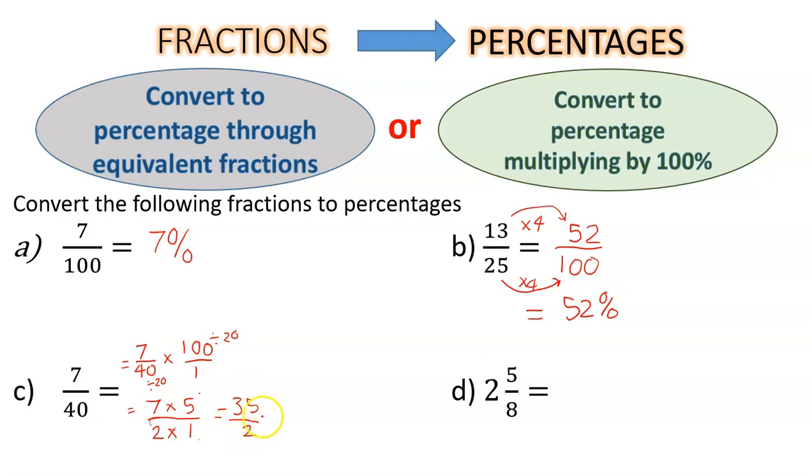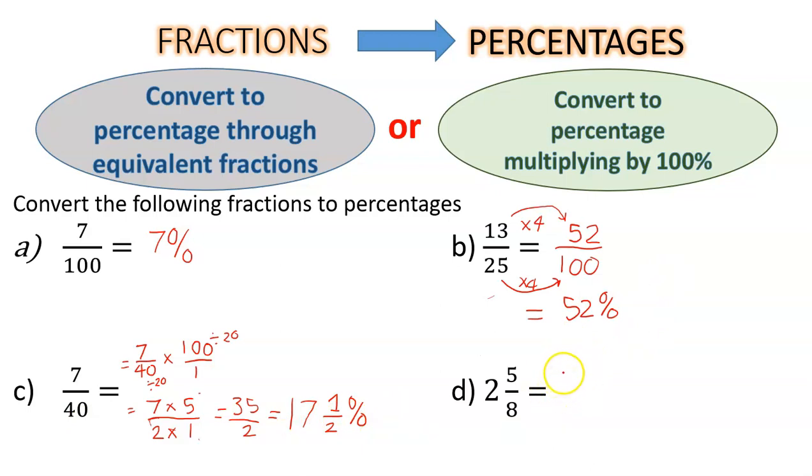And then we have a look at this again, and I need to change it because we want it as a percentage. How many 2's do I have in 35? Well, I'm going to have 17, remainder 1 over 2%. So this is just converting an improper fraction into a mixed number. Okay, so our last example is 2 5/8, and I want to convert this to a percentage.